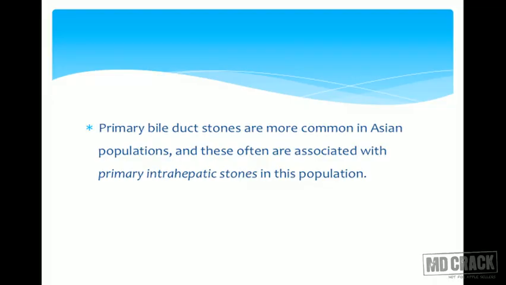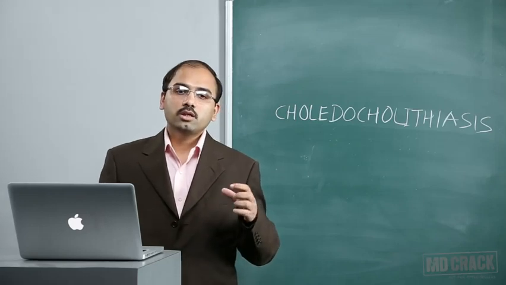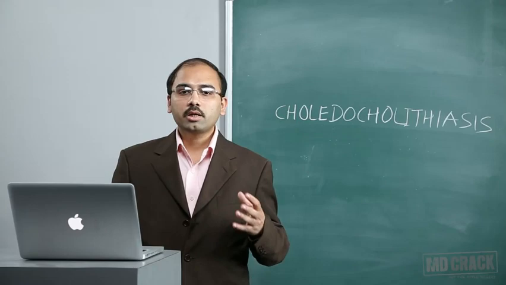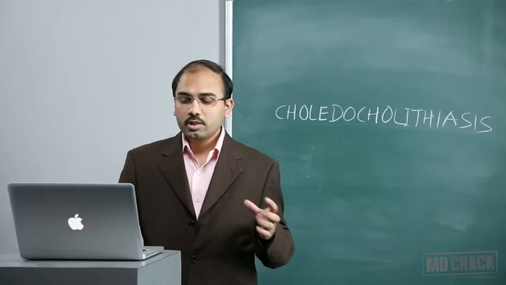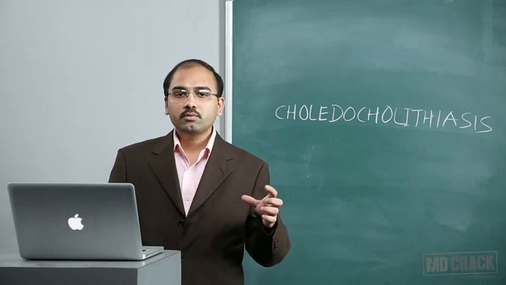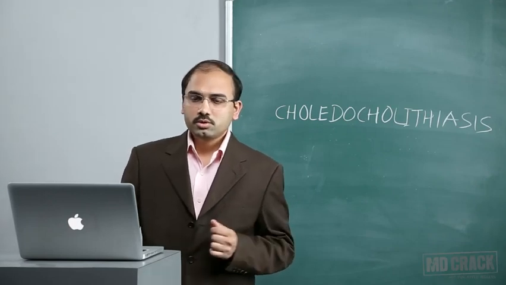Primary bile duct stones are more common in the Asian population and these often are associated with primary intrahepatic stones in this population. So whenever the stones are formed in the common hepatic ducts, these are mainly primary bile duct stones. Now we'll see the pathogenesis of intrahepatic stones. They are commonly seen after bile infection, bile stasis, low protein, low fat diets, malnutrition and parasitic infections. However, the role of Ascaris lumbricoides and Clonorchis sinensis in the formation of intrahepatic stones is controversial. So, except parasitic infection, all others have got a definitive role in intrahepatic stones.